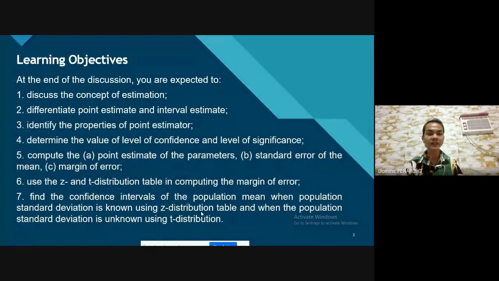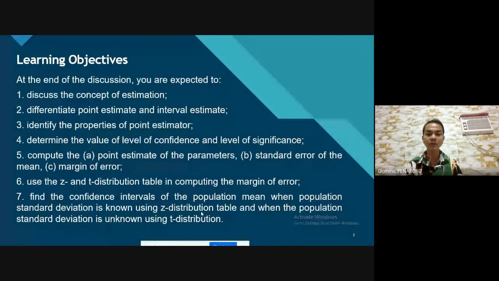Learning objectives. At the end of the discussion, we're expected to: one, discuss the concept of estimation; two, differentiate point estimate and interval estimate; three, identify the properties of a point estimator; four, determine the value of level of confidence and level of significance; five, compute A, the point estimate of the parameters, B, the standard error of the mean, and C, the margin of error; six, use the Z and the T distribution table in computing the margin of error.